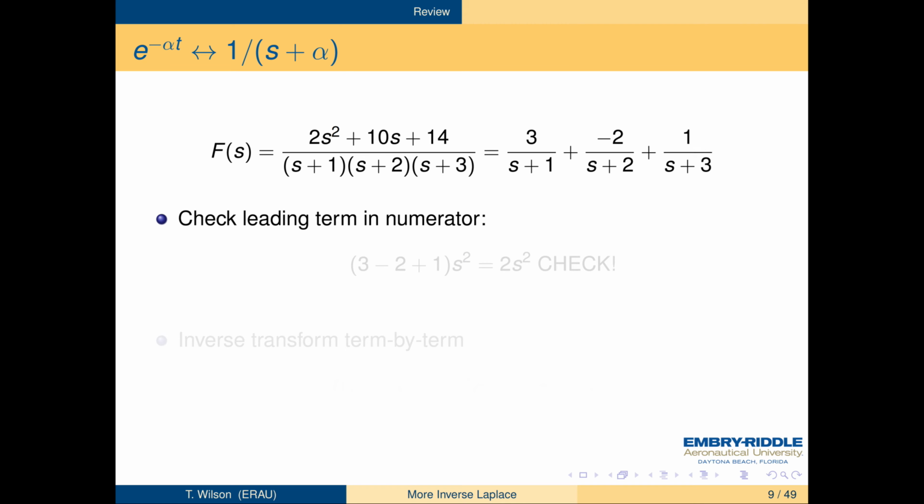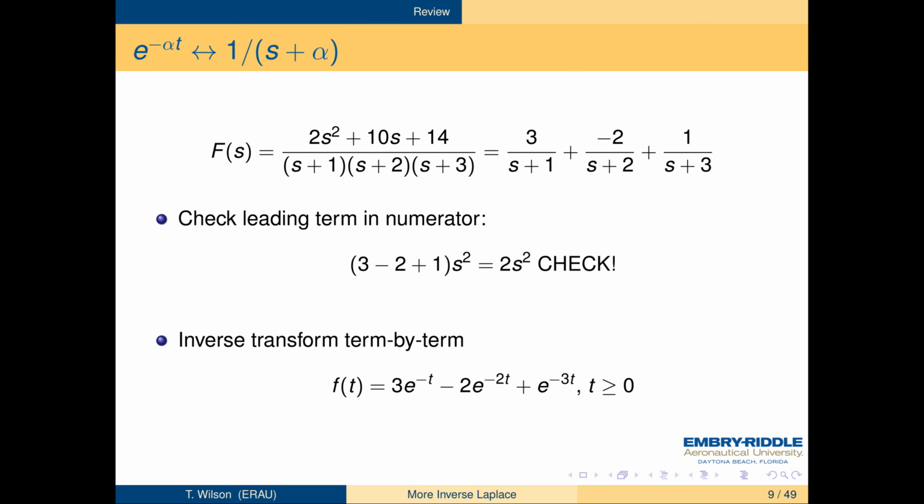We check what we did before we do the inverse transform. In this case, if we multiply everything out, the leading coefficient of the numerator should be 2, and 3 plus 1 minus 2 is actually equal to 2, so it checks. We can now inverse transform term by term to obtain the result that f of t was 3 e to the minus t minus 2 e to the minus 2t plus 3 e to the minus 3t for t greater than or equal to 0.